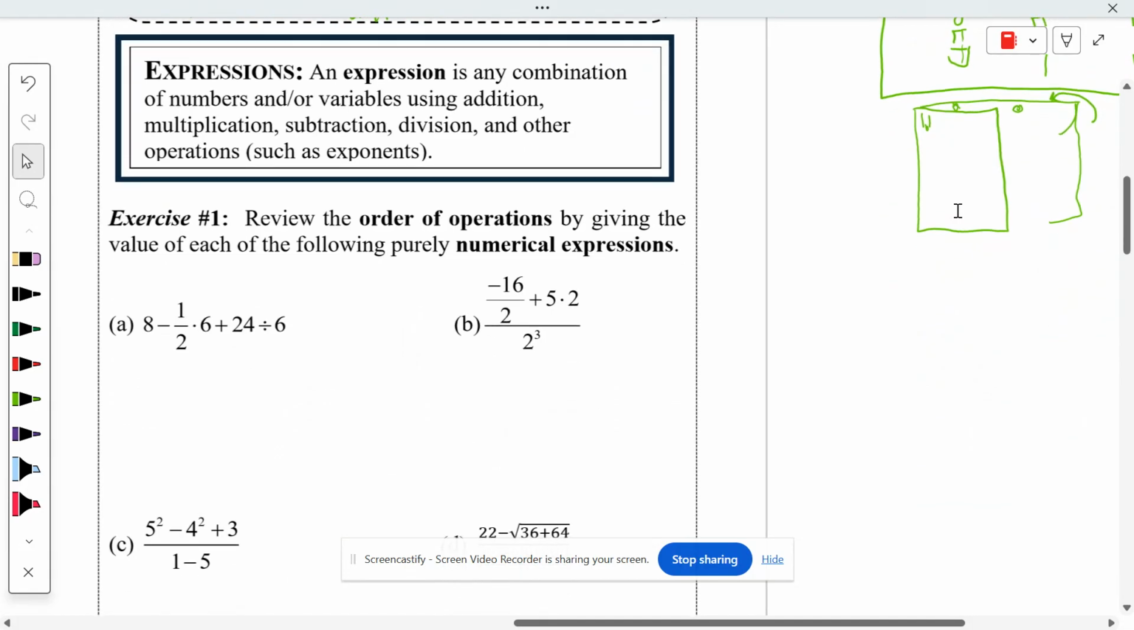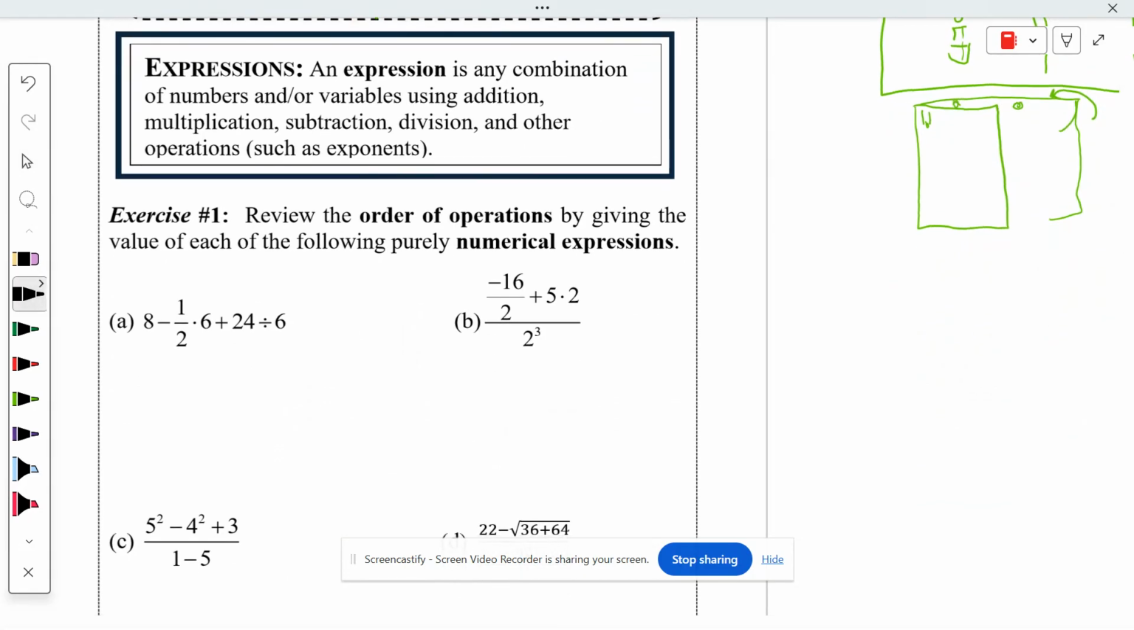All right, so let's talk about what an expression is. An expression is any combination of numbers and or variables that use addition, multiplication, subtraction, or division, or other operations such as exponents. Expressions are made up of terms. I need you to write that there.